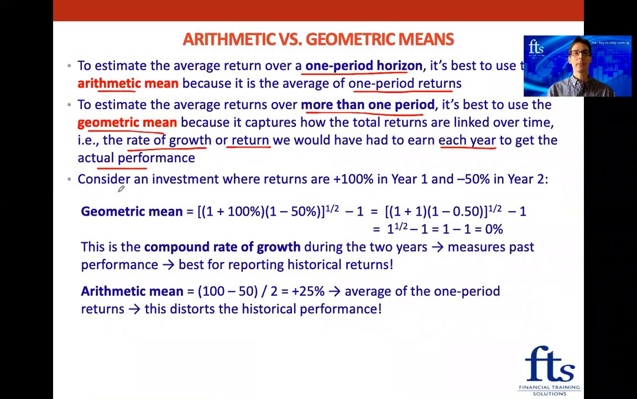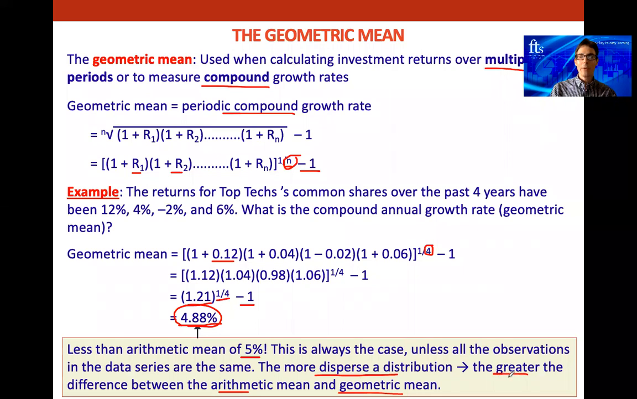So let's take this example over here. We've got an investment where returns are up 100% in year 1 and down 50% in year 2. So this is now very dispersed, because we're up there the 1 year, then down there the next year. In a situation like this, where the data is very dispersed, we can expect the difference between the arithmetic and the geometric mean to be huge. In the example we did before, the difference wasn't much, but in this example on the next slide, the difference is going to be huge. So let's have a look.